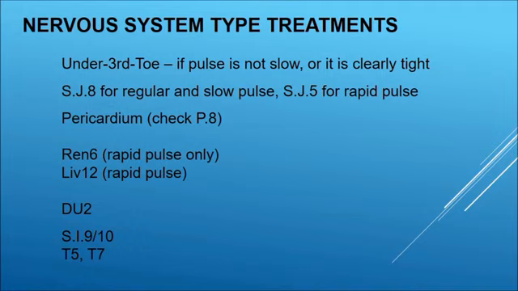Release the SCM by using opposite side Sanjiao 8, 1/3 down from the elbow. If the pulse is slow or regular, use opposite side Sanjiao 8, but if the pulse is rapid, use Sanjiao 5 on the opposite side.